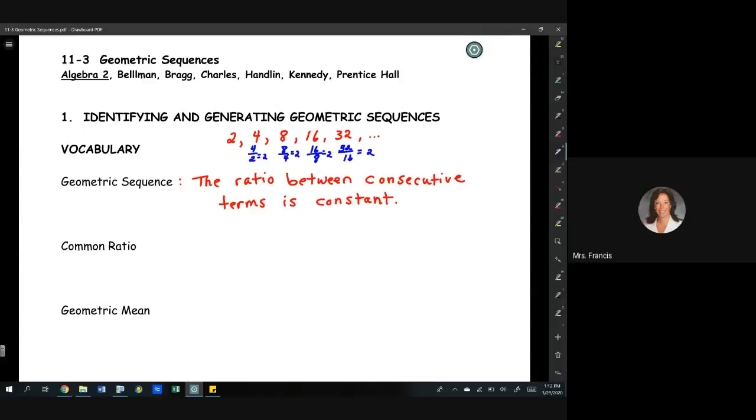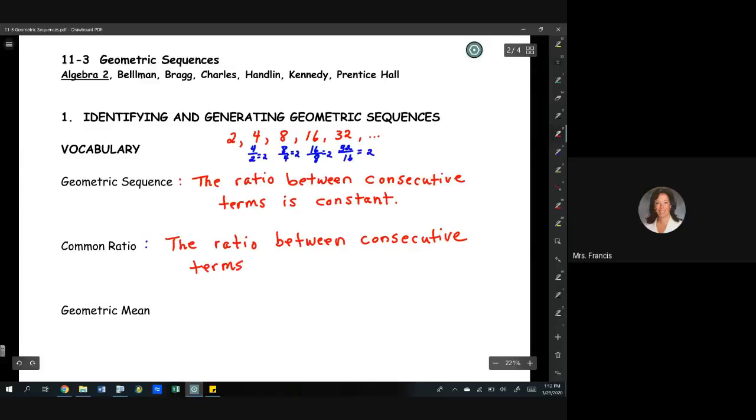The ratio between consecutive terms is constant. It's always going to be 2. The ratio between consecutive terms is called the common ratio, and it's denoted by the letter r.